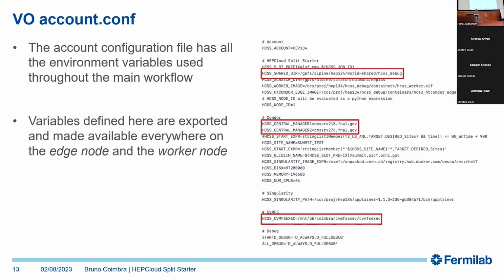So these are the variables that we'd like to highlight here. The first one is a variable where we define the shared directory. This is the shared storage that we'll be using to transfer the files between the worker node and edge node. You can define here which control pool you'll be willing to join. And you can specify CVMFS exec here, for example, to have a CVMFS deployment, even if you don't have CVMFS installed on the machine.